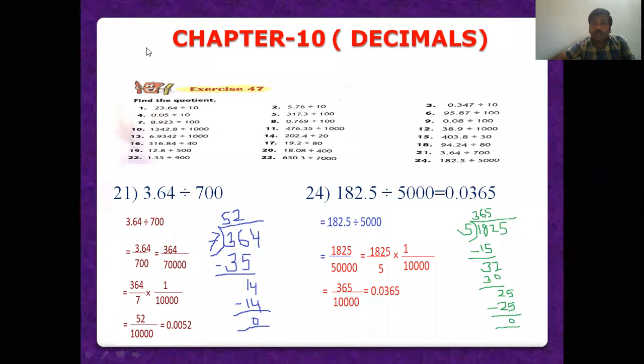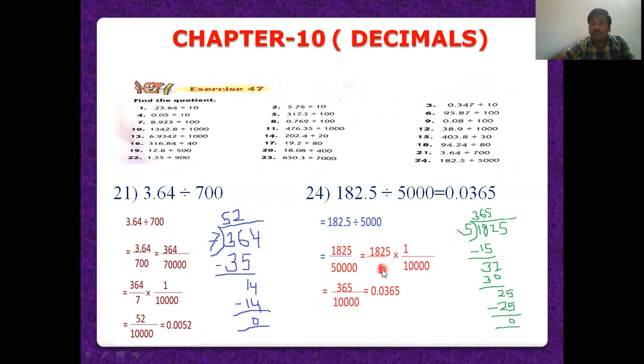Now this is the last question of this exercise 24. And in the same way, 182.5 divided by 5000. Write that in this way and remove this point. And how many digits after this decimal point to the right side? Yes, 1. So increase the number of zeros in the 5000. It makes the 4 zeros. And now write in this way.